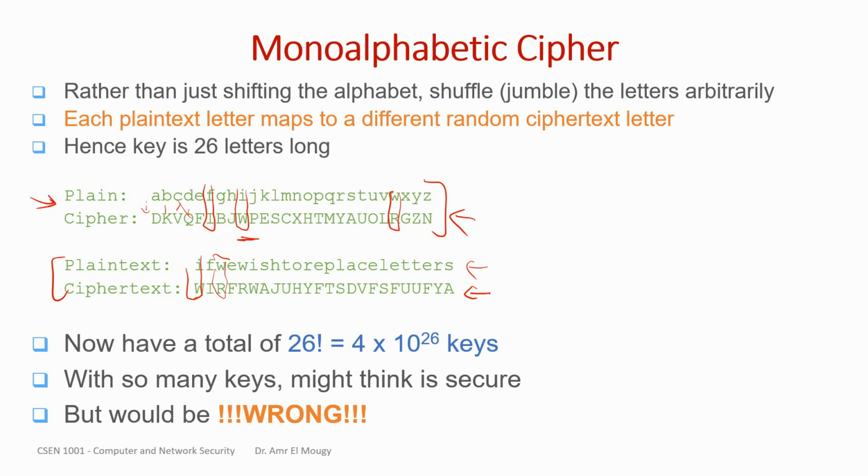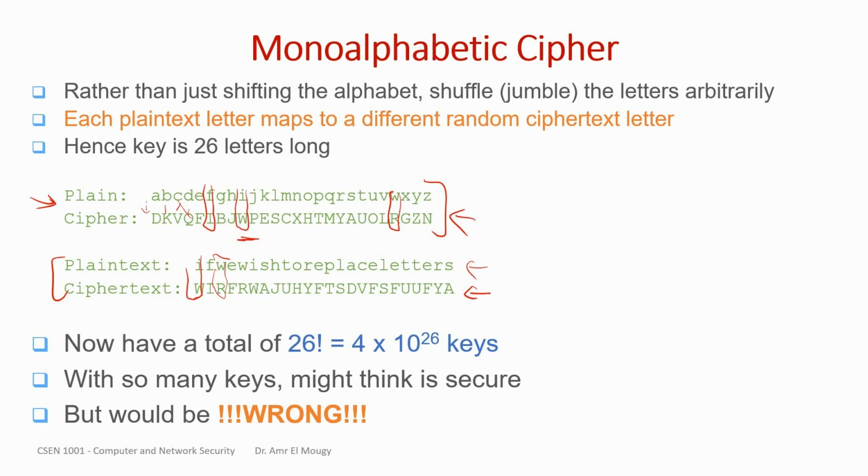Now, in the Caesar cipher, we only had 26 possible keys. Here, we have 26 factorial possible keys because you can have any arbitrary mapping of the letters of the alphabet, and because you have 26 letters, you have 26 factorial possible combinations of these 26 letters. This is approximately equal to 4 times 10 to the power 26 possible keys. This is actually a huge key space, even by modern standards. This is a very, very big key space.